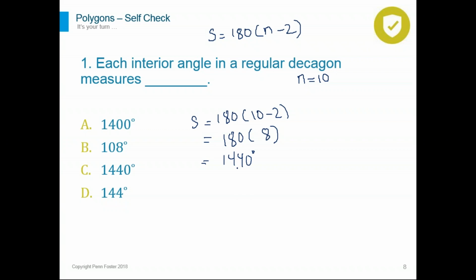I do not need the sum. I need the measure of one interior angle. So the measure of angle, let's call it C, equals the sum divided by 10, because n is 10, equals 144 degrees, and the answer is going to be D. Any question? Anything that was not clear? Anything that does not go along with the readings that you have done, if you have done any for that unit?